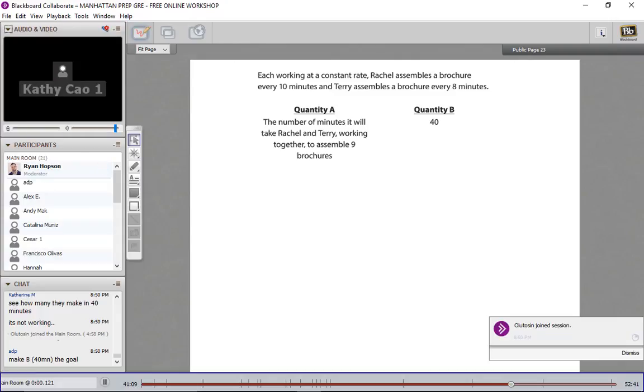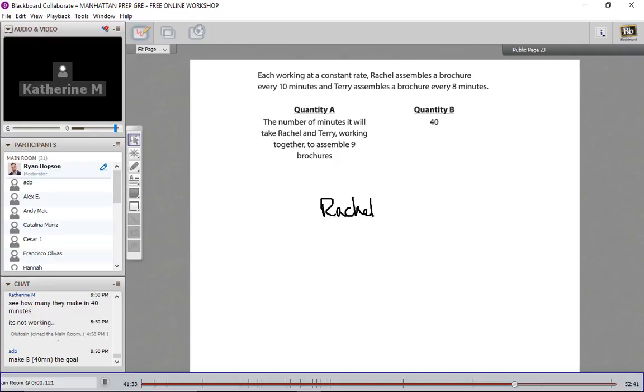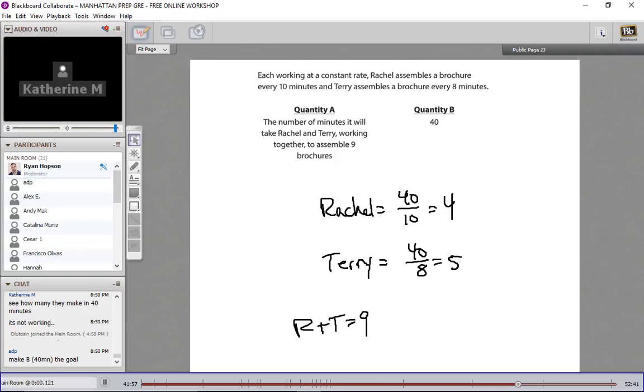Go ahead, give it a shot now, Catherine. Hello. There we go. Victory. So I don't know if this is right. I did this in the very last 30 seconds, but I just took 40 divided by 10 to see how many Rachel would make, and then 40 divided by 8 to see how many Perry would make, and got 5 plus 4 equals 9. So that's 4, and 40 divided by 8 would make 5. So they would make 9, so it's equal. Now why? You mentioned that you did that in the last 30 seconds in particular.